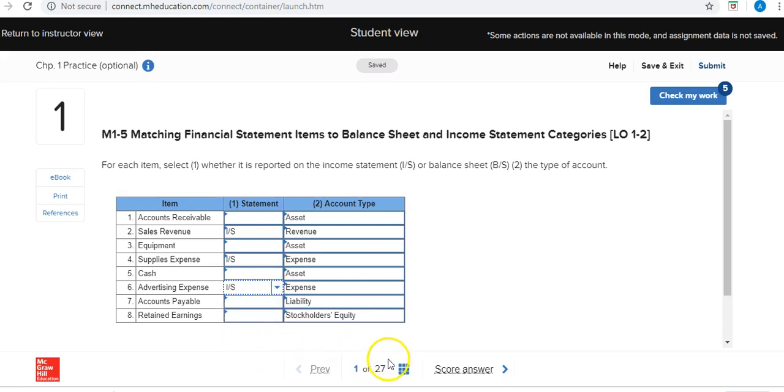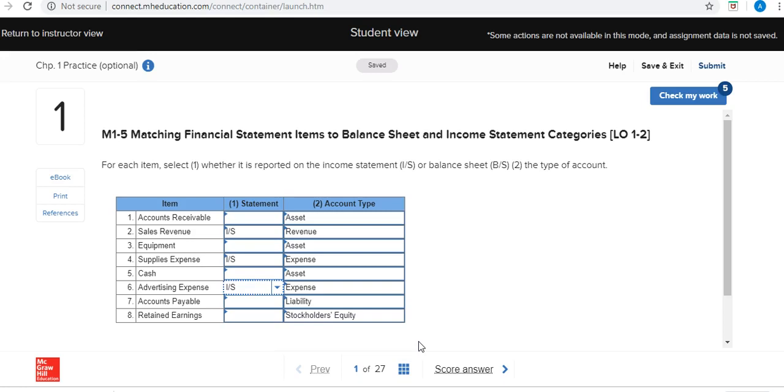And I believe we've got all our revenues and expenses. So again, on the income statement, we see just revenues and expenses. So sales revenue, supplies expense, and advertising expense all go on the income statement.